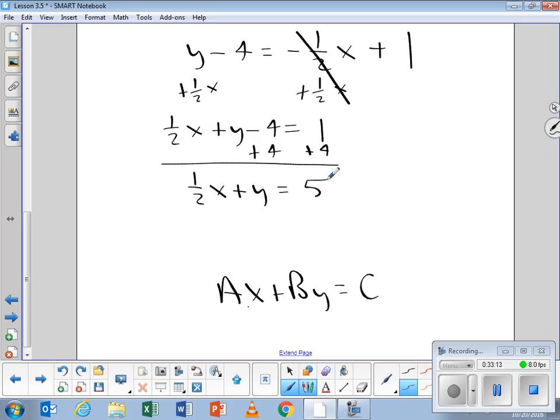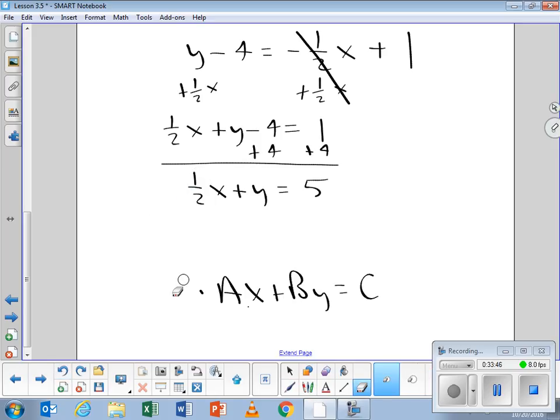Mackenzie, is this in this form? Yes, it is. And you know what? The scary thing is sometimes the book might leave that as the answer, and that really annoys me. Because it's violating one rule. What was one rule of standard form? A has to be positive, which it is. They have to be integers. They all have to be integers. And this is a fraction, isn't it? So we can't leave it that way.